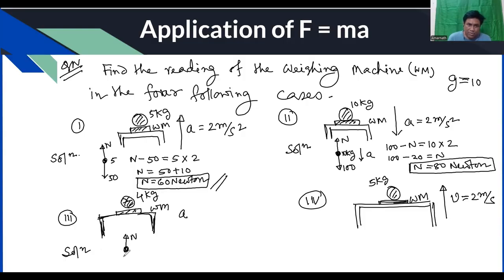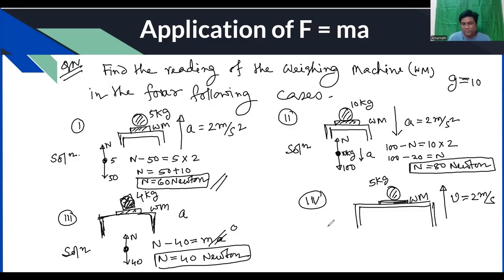So similarly, the third one will be very simple because there is no acceleration. So the upward force is the normal reaction, the downward force is 40. So either can be taken as positive, nothing else. So N minus 40 equal to mass into acceleration. But acceleration is 0, no? So it means N equal to 40 Newton. So the apparent weight is nothing but the actual weight only here, okay? In this case, the apparent weight and the actual weight both are the same, okay?